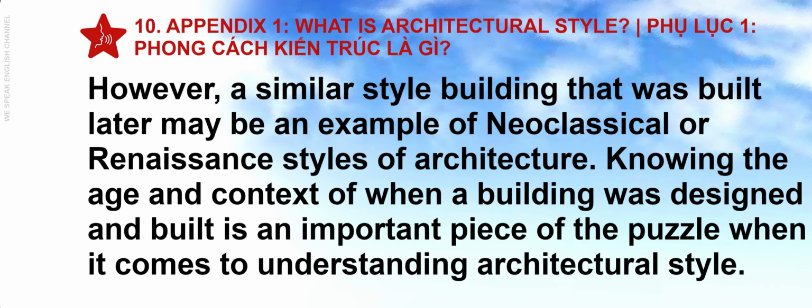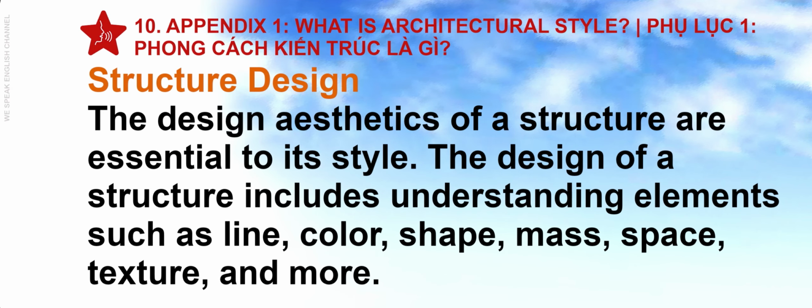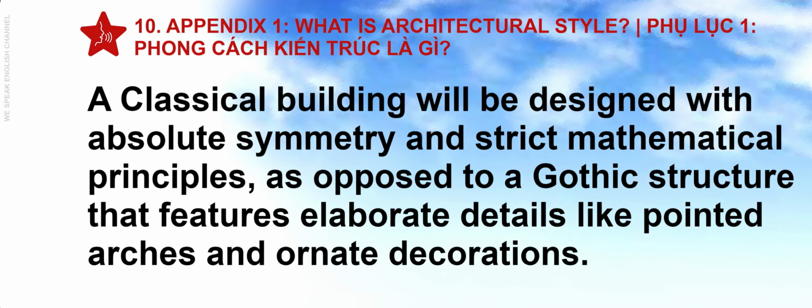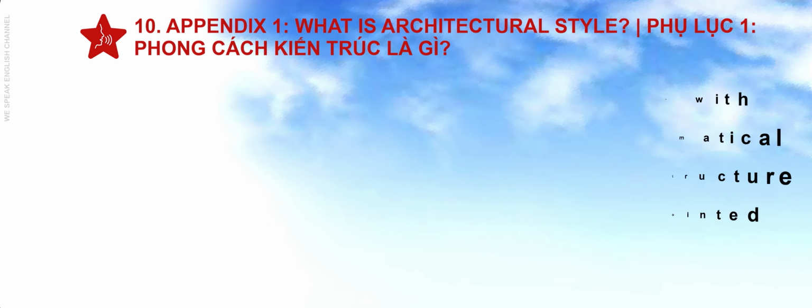Knowing the age and context of when a building was designed and built is an important piece of the puzzle when it comes to understanding architectural style. Structure design. The design aesthetics of a structure are essential to its style. The design of a structure includes understanding elements such as line, color, shape, mass, space, texture, and more. A classical building will be designed with absolute symmetry and strict mathematical principles, as opposed to a Gothic structure that features elaborate details like pointed arches and ornate decorations.